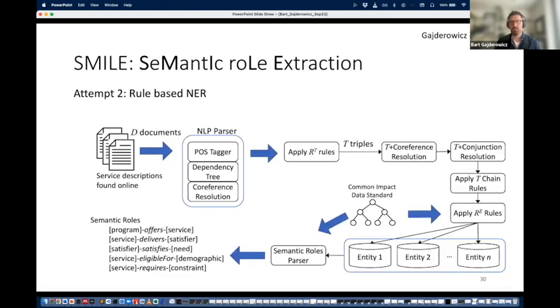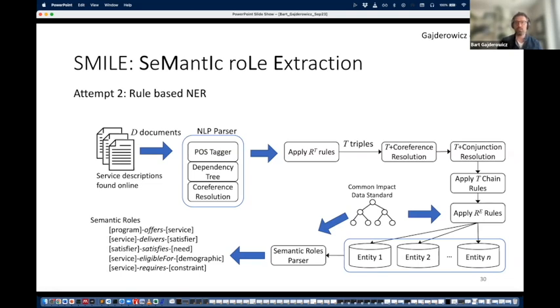So the next thing we tried is a rule-based named entity recognition architecture. And the way that this works, and I won't go into too much detail here, but this work has already been published, so you can look it up. Essentially, we used an off-the-shelf NLP parser to perform part-of-speech tagging, dependency parsing, and co-reference resolution, and then we applied a set of rules to break these parsed entities into what we call triples. And so these triples are really terms that were connected together in some way.